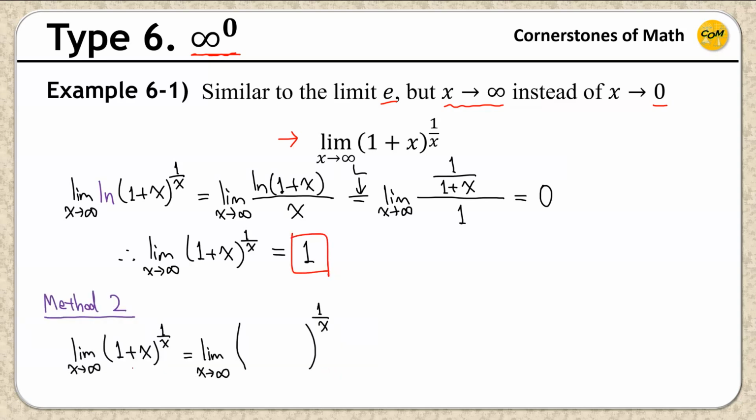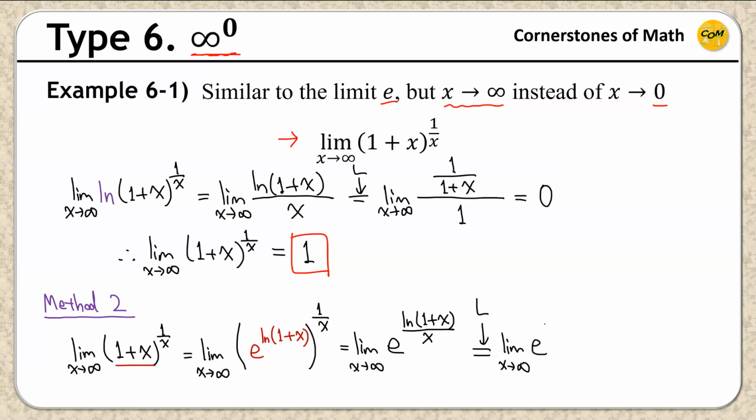Or you can do it by changing this base 1 plus x into e to the power of ln 1 plus x to make the limit e to the power of ln 1 plus x divided by x, and then apply the L'Hopital's rule on the exponent. So we have e to the power of 1 over 1 plus x divided by 1, hence e to the power of 0, hence 1.